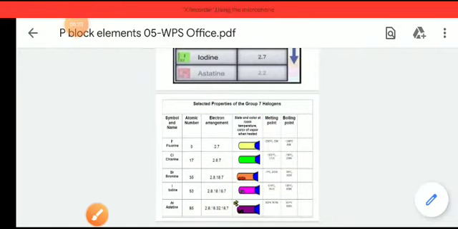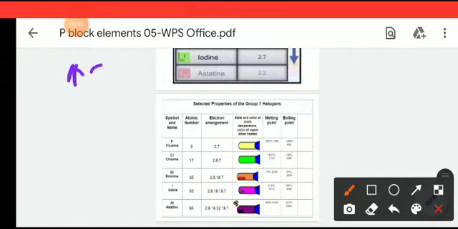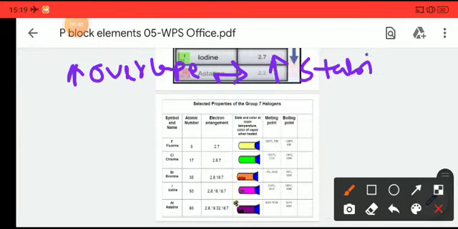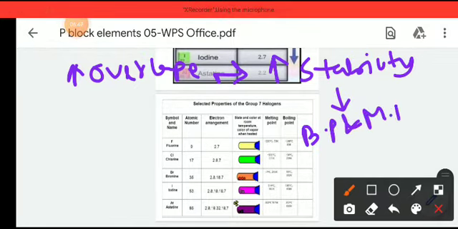The higher the overlap, the greater the stability. If the stability is greater, we will need more energy to melt or boil it, so the melting point and boiling point will also increase. So the higher the overlap, the greater the stability, and the melting point and boiling point will also increase.